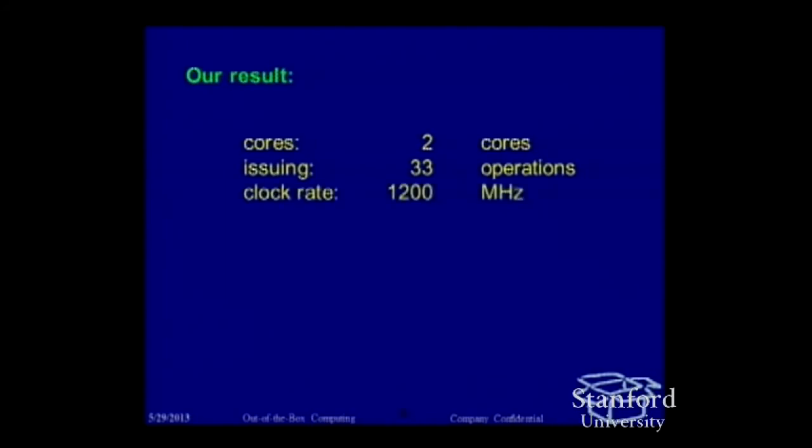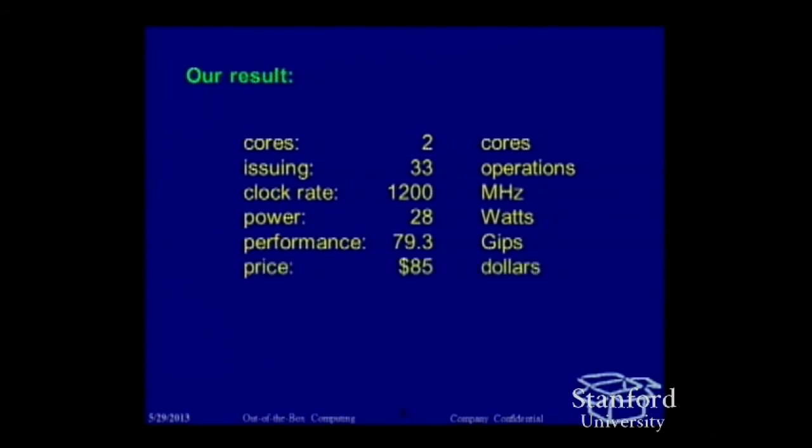Well, the numbers I'm about to give you are coming out of SIM or our best guess for marketing. We do not have something which is actually for sale at this point. Take it with a large grain of salt. The particular chip is 2 cores, issuing 33 operations per cycle each at a clock rate of 1200 megahertz, using 28 watts, and producing not quite 80 giga operations per second total. And our best guess is $85, although there's a gentleman sitting over there who probably may have a difference of opinion.